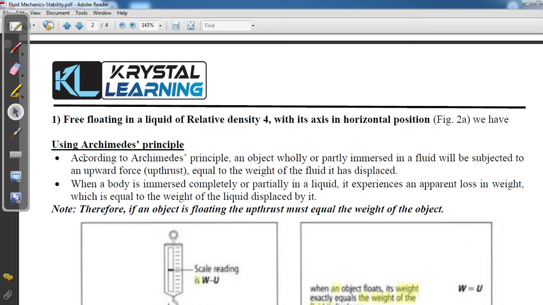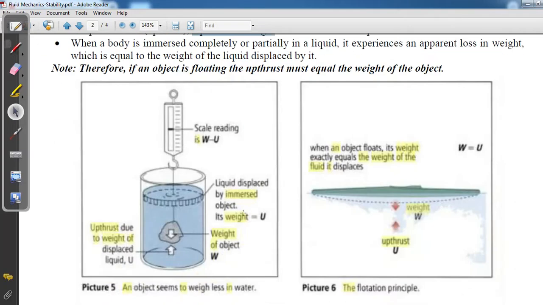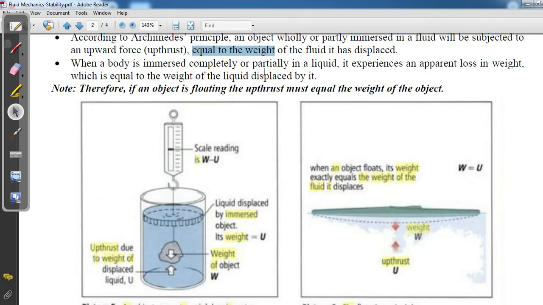Now we will study Archimedes principle, because in the first case it was saying that the cork is freely floating in a liquid of relative density 4 with its axis in horizontal position. Archimedes principle says an object wholly or partially immersed in liquid will be subjected to an upward force. Whenever you submerge any body in water or any liquid, there will be an upward force acting on that body, known as upthrust. That will be equal to the weight of fluid it has displaced. Or when a body is immersed fully or partially in the liquid, it experiences an apparent weight loss which is equal to the weight of liquid displaced.